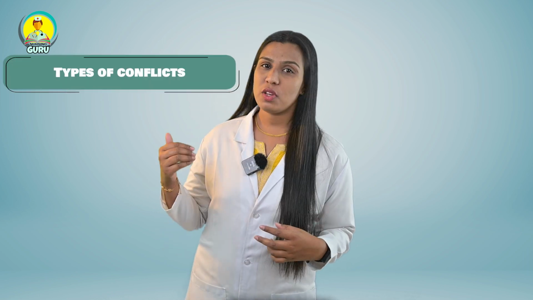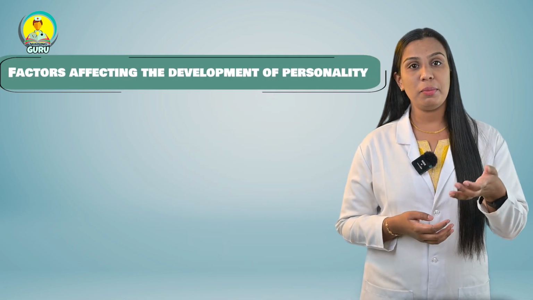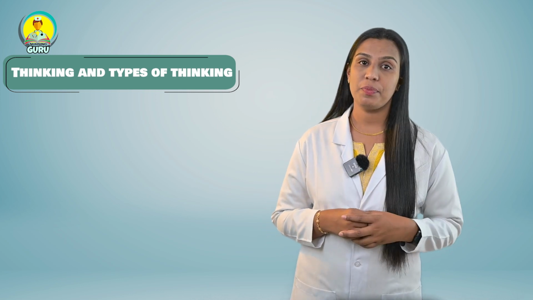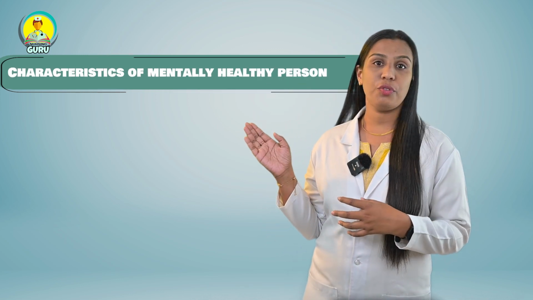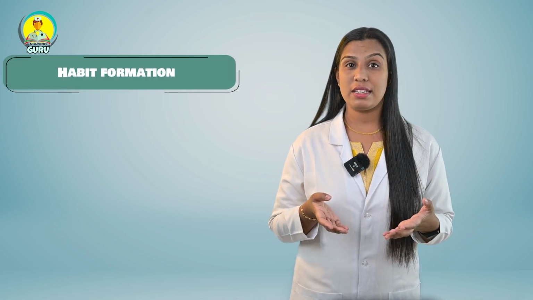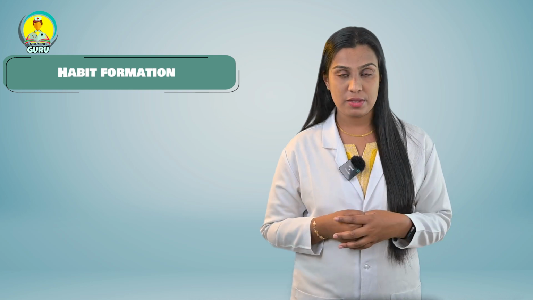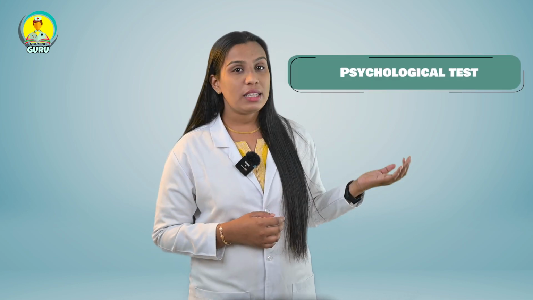self-actualization, types of conflict, observation, then factors affecting the development of personality. Next one is thinking and types of thinking. Then characteristics of a mentally healthy person, habit formation. The next question is classification of motives. Then related to personality, what is personality or nature and the development of personality. Along with that self-empowerment, psychological test, emotions, stress and the types of stress.